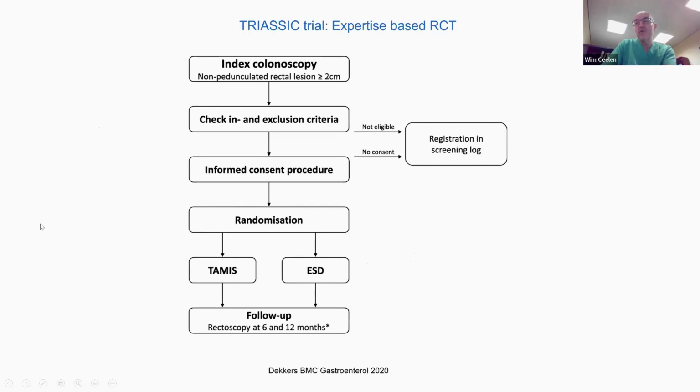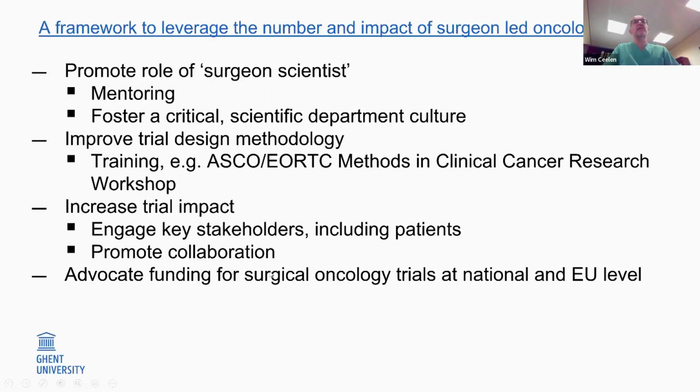And that's, of course, the solution if you want to compare very specific surgical procedures where it's difficult to expect that a surgeon who is an expert in robotics will participate in a trial where patients are randomized to either robotic surgery or open surgery. So this is a potential solution, the so-called expertise-based randomized trial.